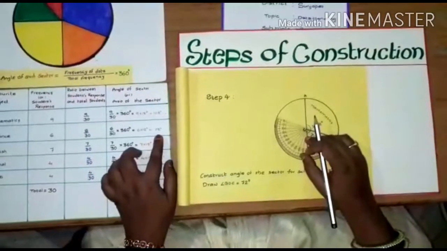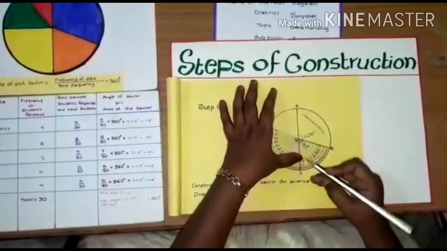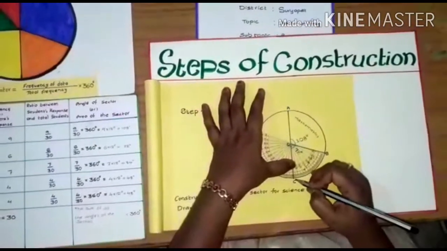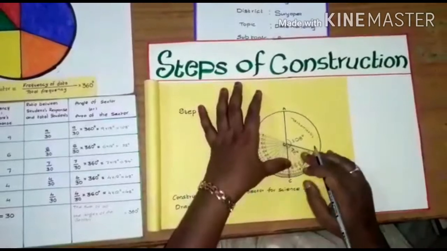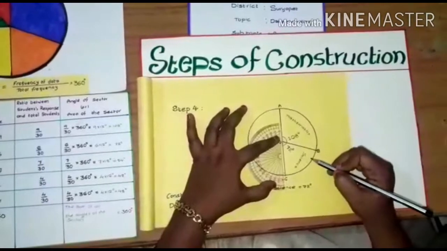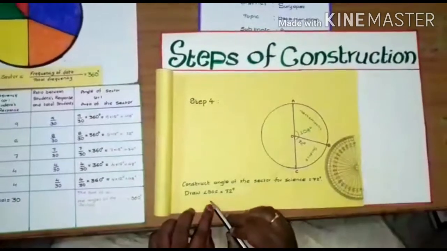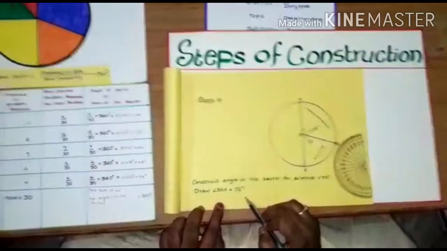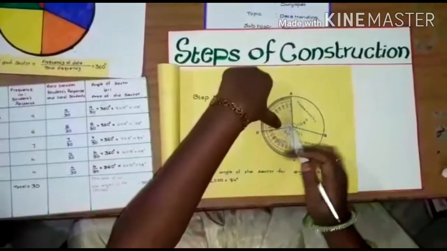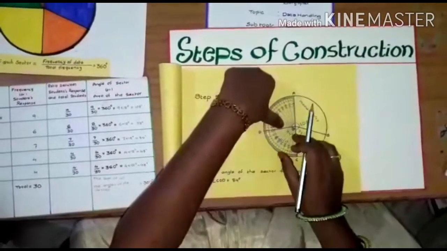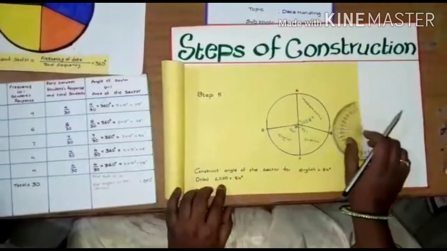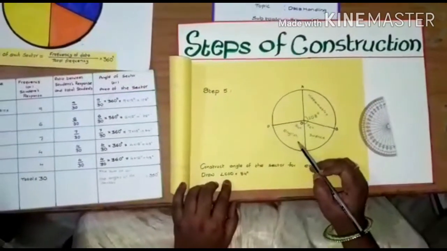Science sector is 72 degrees. Here mark a point on the circumference at 72 degrees, C. Draw the radius from center O to C. This is the science sector, and angle BOC is 72 degrees. Now we will construct the English sector, that is 84 degrees. Put the point here, name it D, and draw the radius from the center to D. This angle is named COD, English sector 84 degrees.